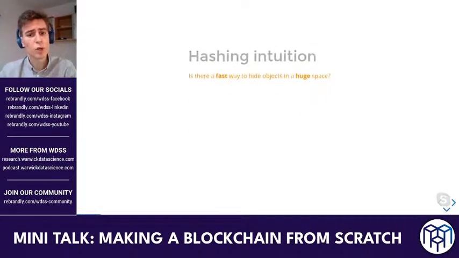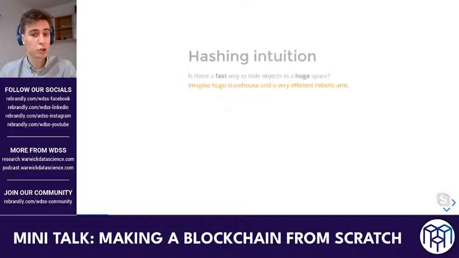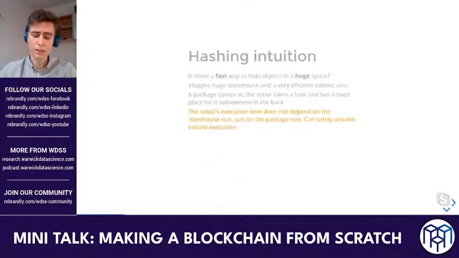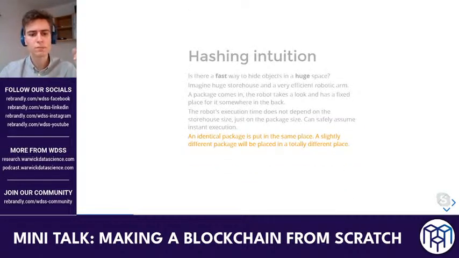Is there a fast way to hide objects in a huge space? Imagine you have a huge storehouse and you have a very efficient robotic arm. When a package comes in, the robot takes a look and has a fixed place for it somewhere in the back, right? So the robot's execution time, it takes the package, it has a look, it puts it in the back. It doesn't care about how big the storehouse is, so that's the trick. But it cares about how big the package is. But we're not going to be concerned with that. It doesn't matter for the blockchain purpose.